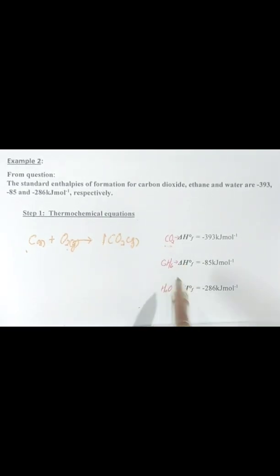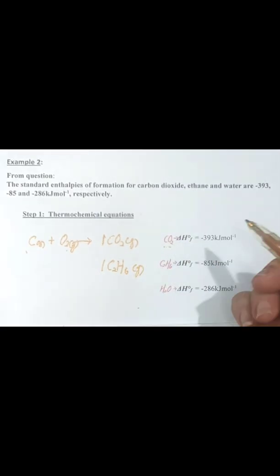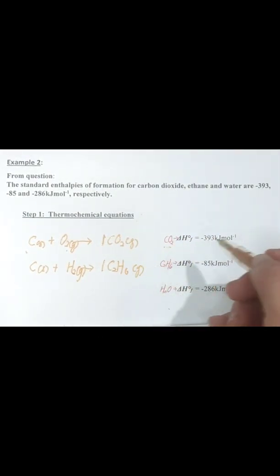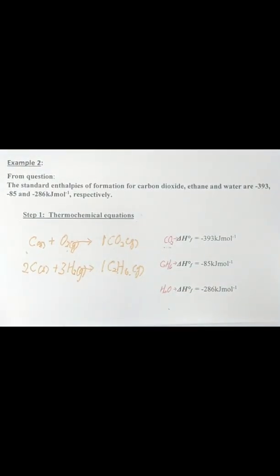Next, we look at ethane. 1 mole of ethane is formed from its elements. So the elements should be carbon and hydrogen. H2 is in gas form. After that, we try to balance the equation. We have 2 carbons here, that's why I put 2 here. Then we have 6 hydrogens here, we put 3 here.